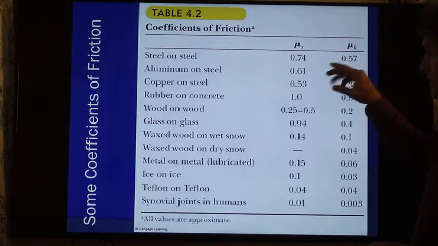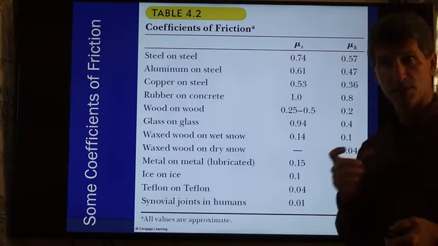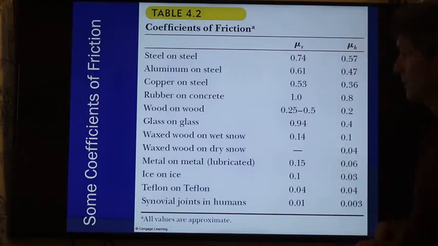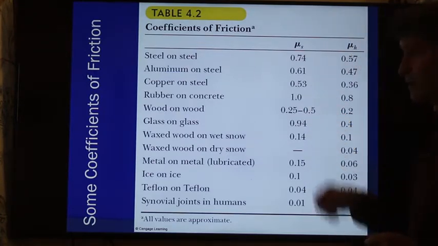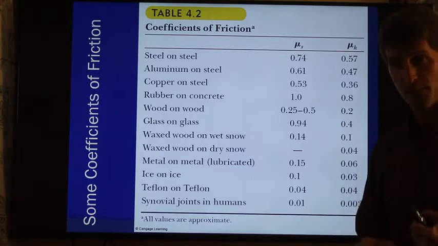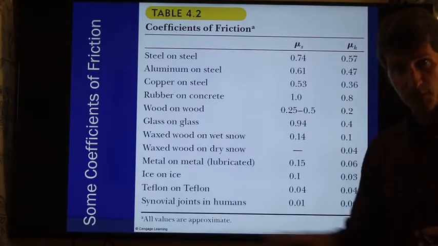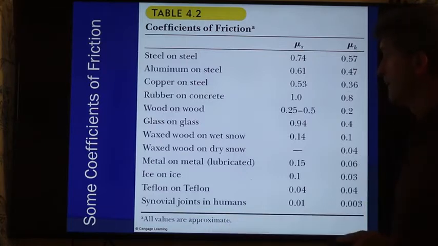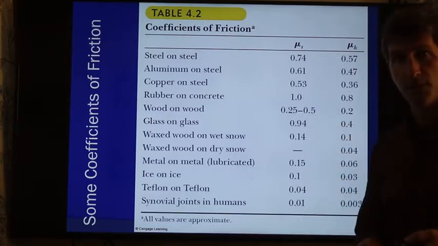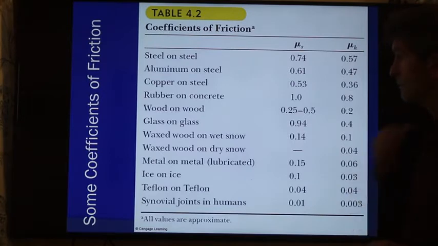Copper on steel, usually the rings used to seal the cylinder are made out of copper. Rubber on concrete, you've got really good traction on concrete because the friction, which keeps your shoes from slipping, has a high coefficient of friction and doesn't want to move transversely.